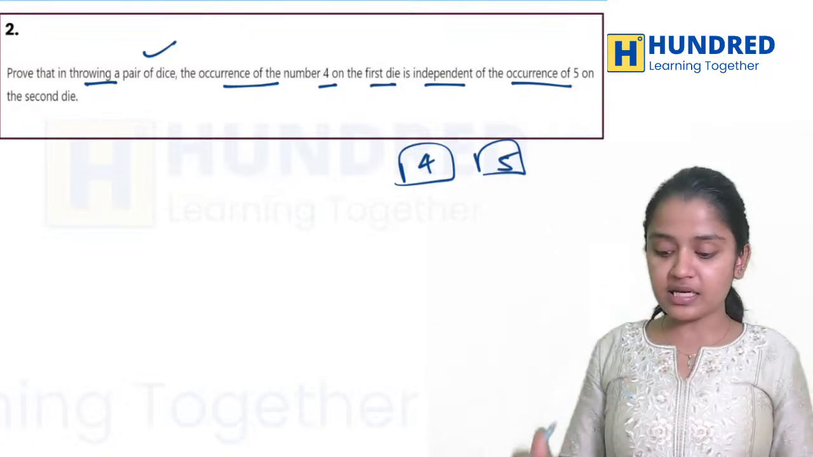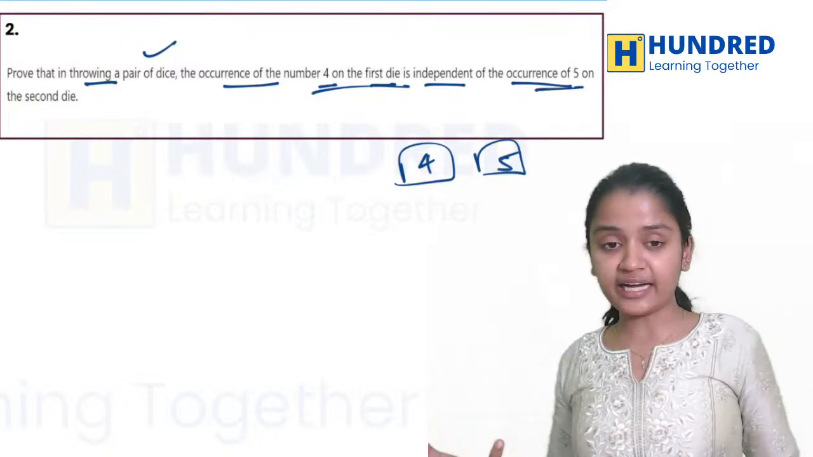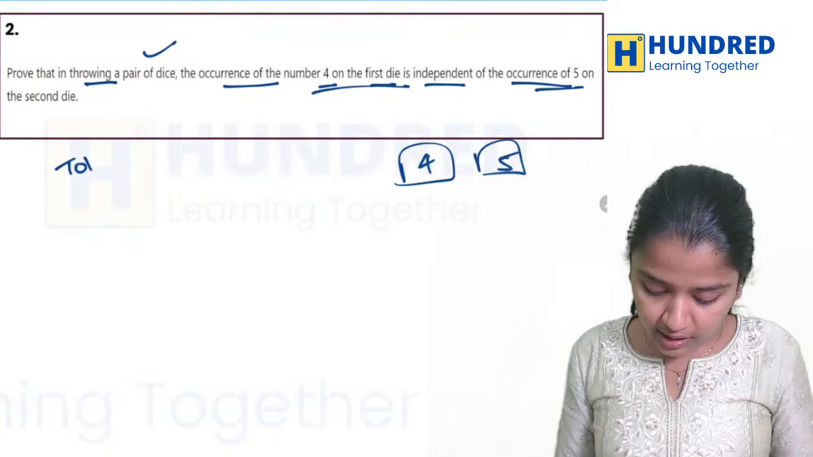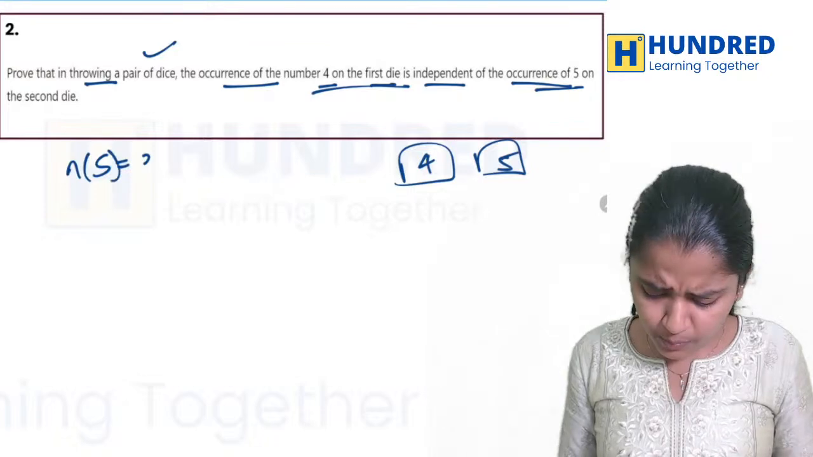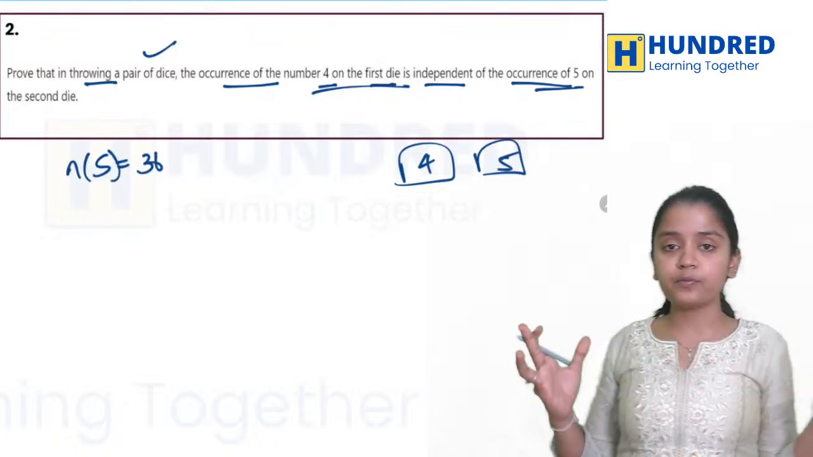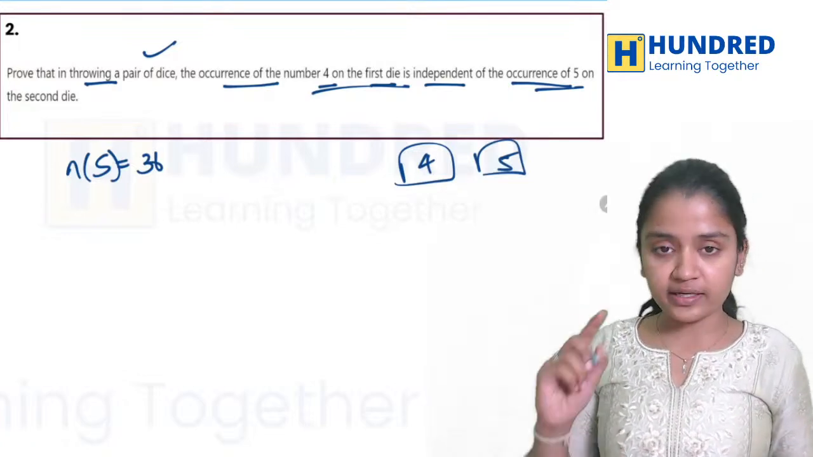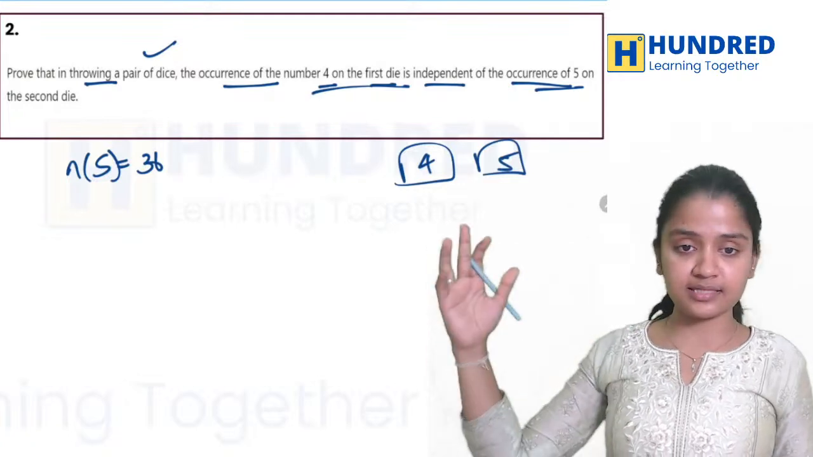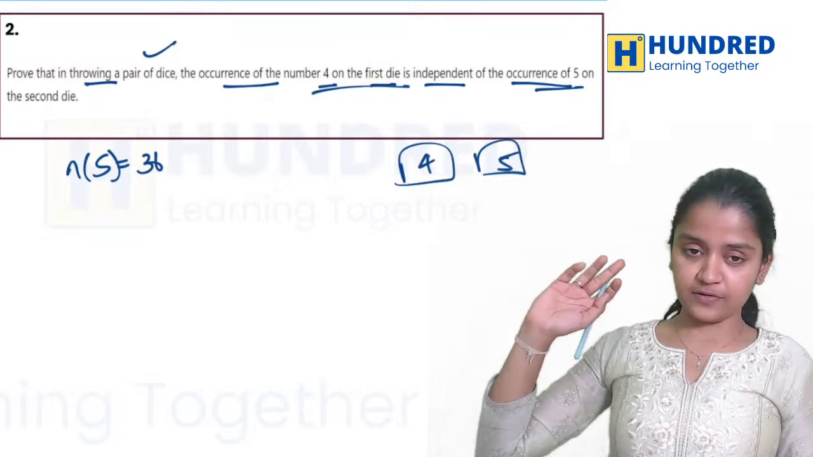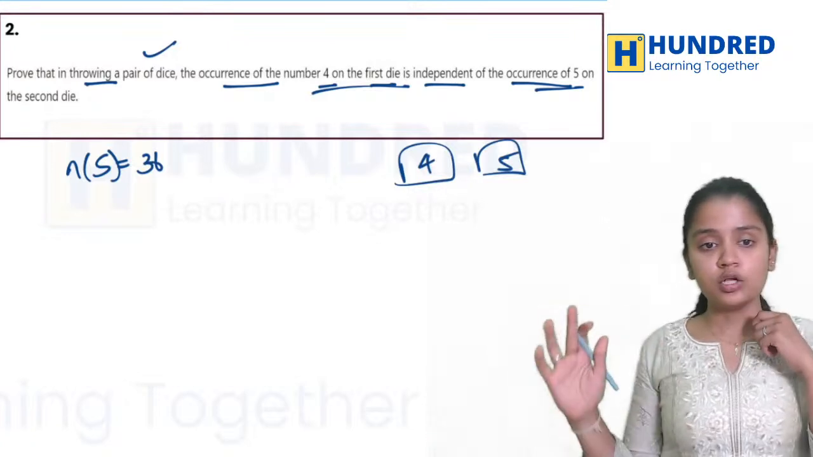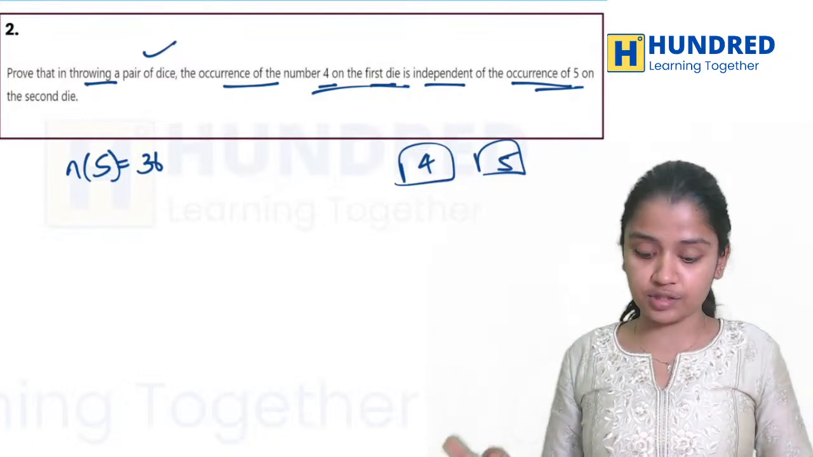So basically two events are given. What is my event A? Probability of getting number 4. What is my event B? Probability of getting 5. So basically what is the total number of events, which is nothing but the sample space? Sample space is nothing but 36, right? Because if you throw one die you get 6, for two dice it is 36, right? Because 1,1 1,2 1,3 go up to 6. 2,1 2,2 also go up to 6. Similarly 6,1 6,2 and so on. So basically we will have 36 types of events possible.